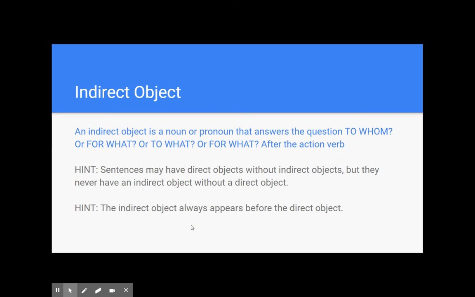Okay, last thing, indirect objects are nouns or pronouns that answer the question to whom, for whom, to what, or for what, again, after the action verb. So here are a couple of hints for you. You may have a direct object and no indirect object in your sentence, but you will never ever have an indirect object without a direct object. So that's something to remember. And then this is another hint. Your indirect object will always appear before your direct object. So keep that in mind too.